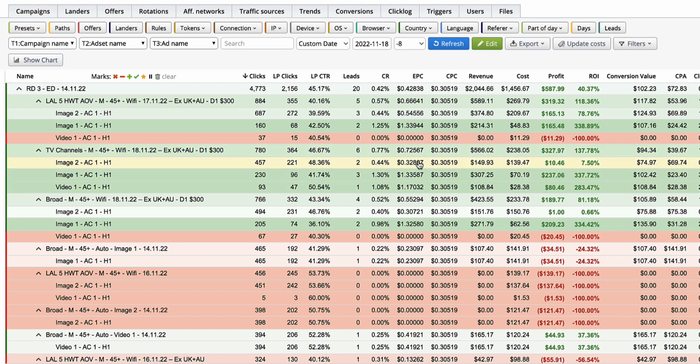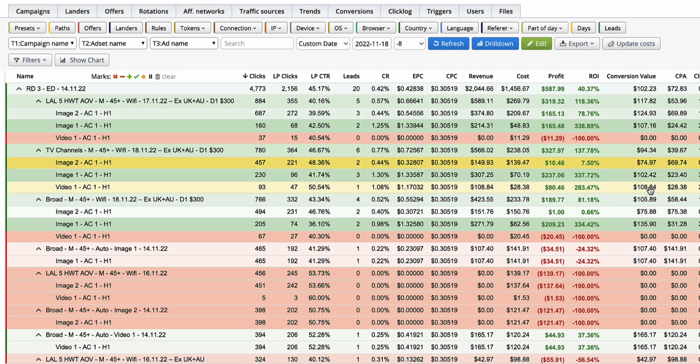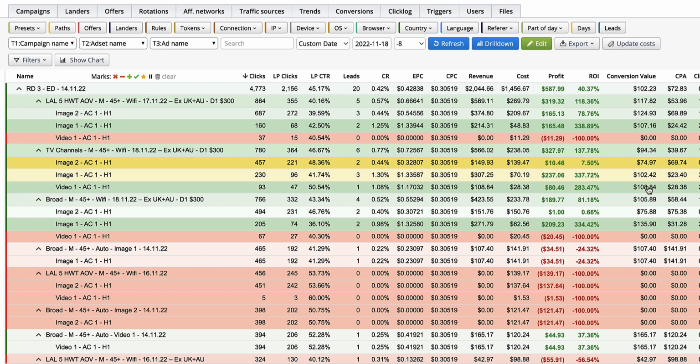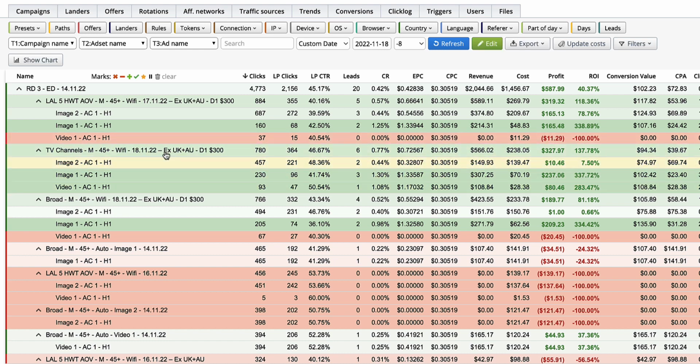Image two, you know, is where this low conversion value came from. Image one and video one, much better. So this is really positive. TV channels, Wi-Fi again, launched on the 18th, which is today. So it didn't even get a full day, and it obviously did pretty well.